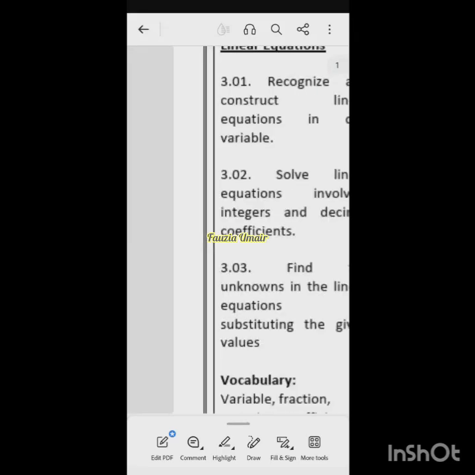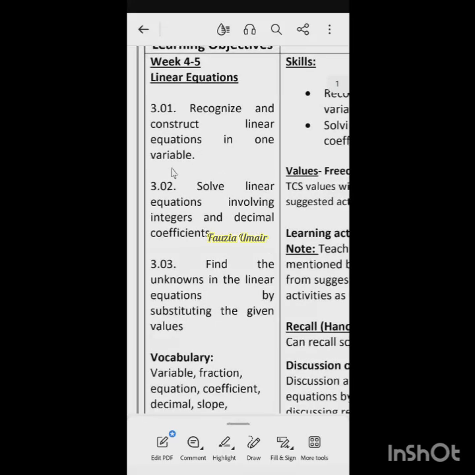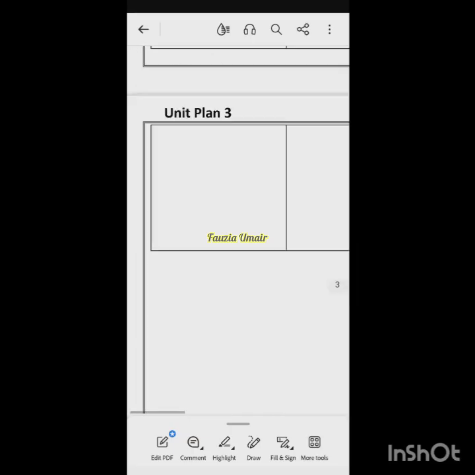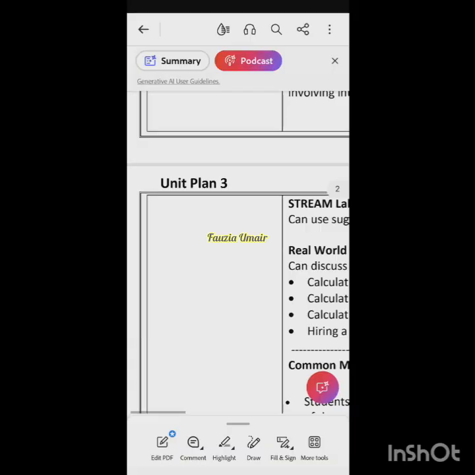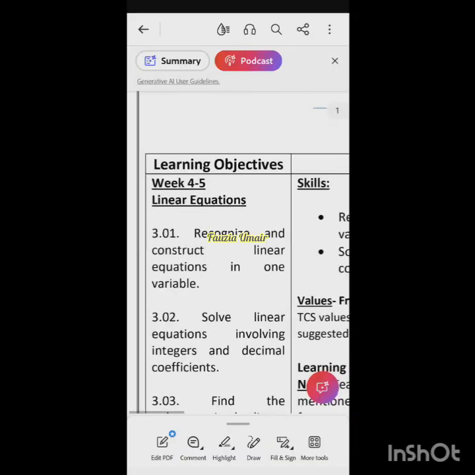These are the objectives which we need to cover. Recognize and construct linear equations in one variable. Solve linear equations involving integers and decimal coefficients, or find the unknown. Okay, so that's all. So today we will start with the first learning objective, right?